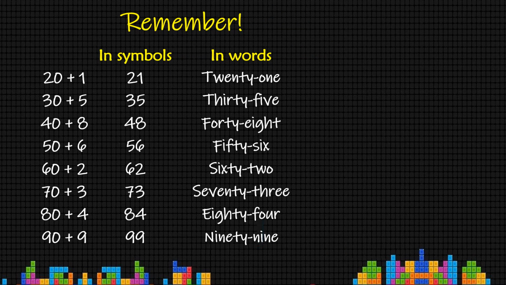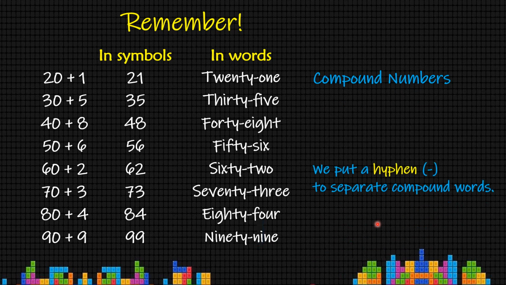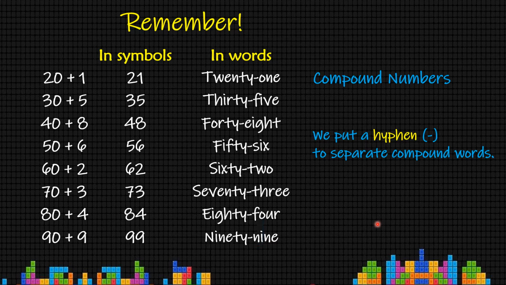Now let's add non-zero digits to the counting numbers by 10. So we have 20 plus 1 is 21, 30 plus 5 is 35, 40 plus 8 is 48, 50 plus 6 is 56, 60 plus 2 is 62, 70 plus 3 is 73, 80 plus 4 is 84, and 90 plus 9 is 99. These numbers are called compound numbers. We put a hyphen to separate the compound words.